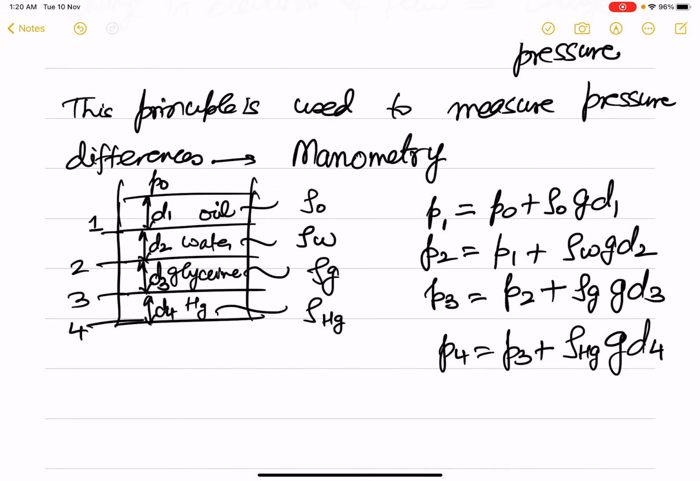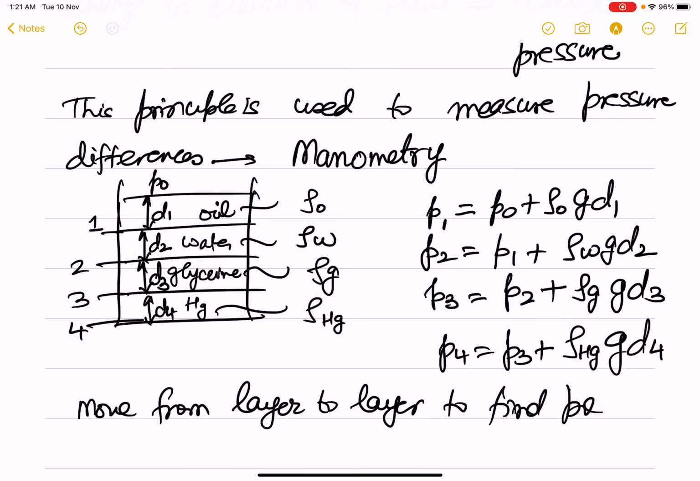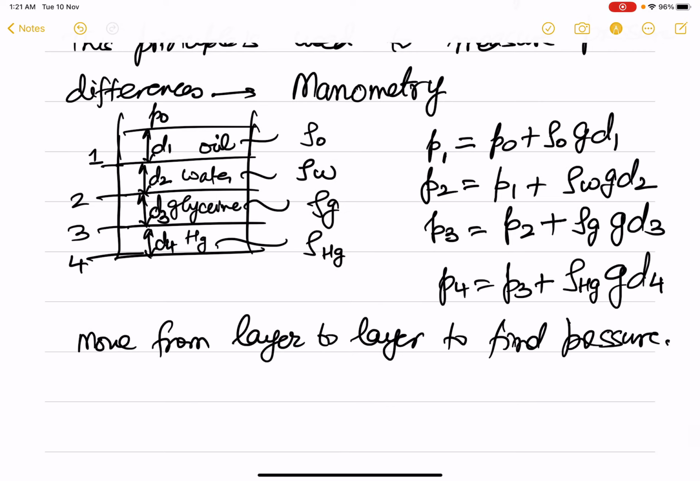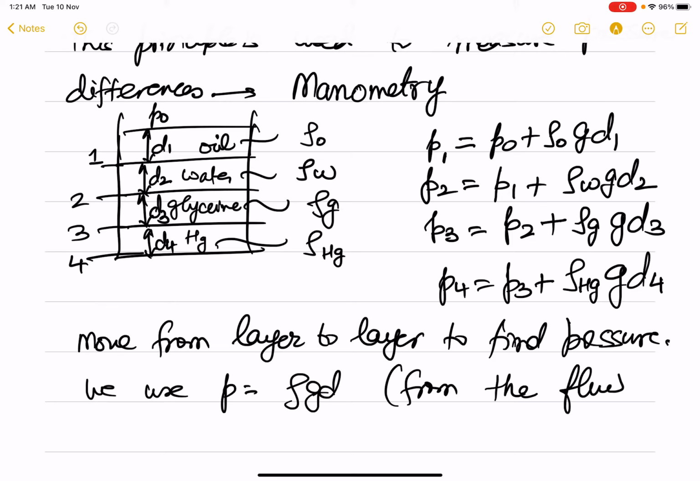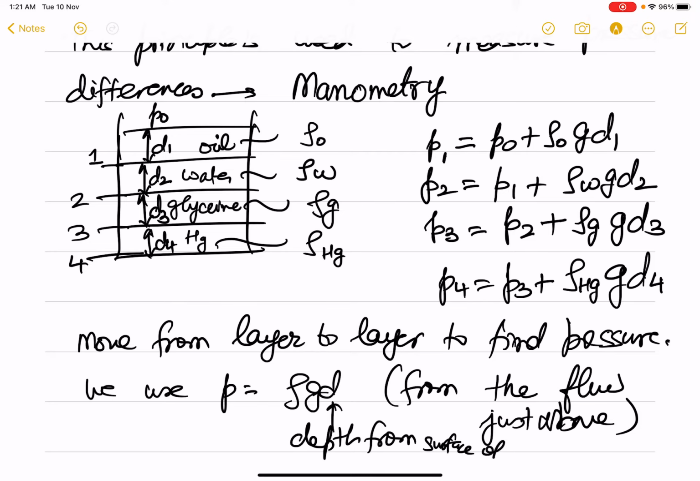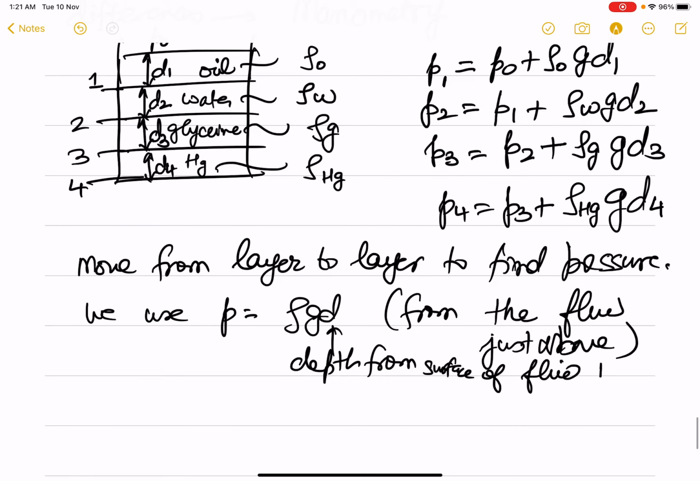So here what we learn is that we have to move from layer to layer to find pressure, and we use P is equal to rho G D from the fluid just above, and D will be the depth from the surface of the fluid just above the layer, and density will be the density of this fluid. So this is how we move.